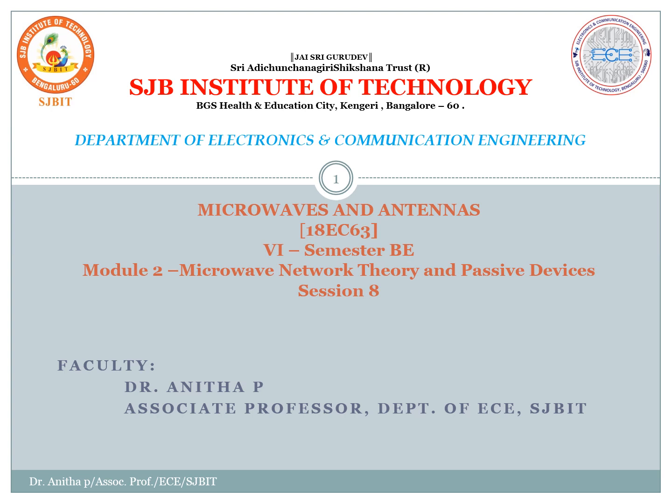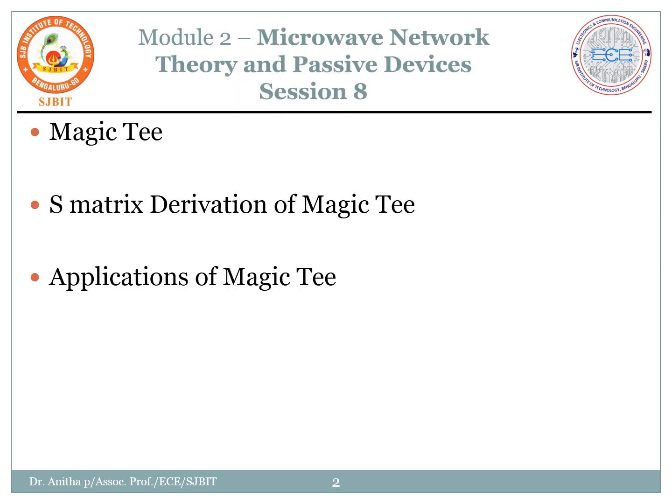SJBIT. Today in this session we are going to learn about module 2 session 8, which is on Magic T, module 2, which is about microwave network theory and passive devices. Under the passive devices, in the previous session we have learned about waveguide T's, E plane and H plane T. Here you are going to learn about Magic T, which is a combination of E and H, and the S matrix derivation of Magic T, followed by the applications of Magic T.